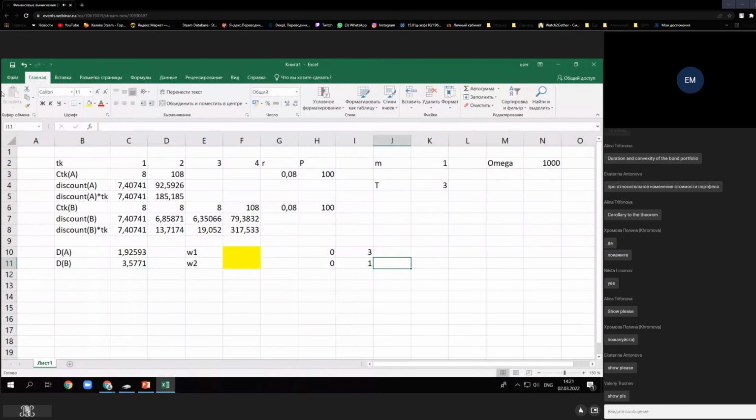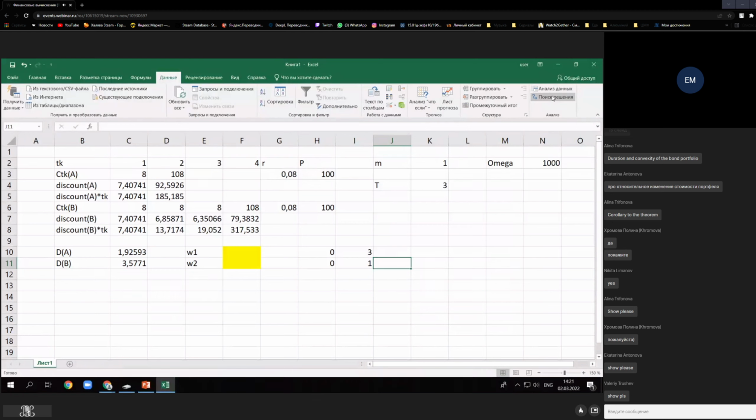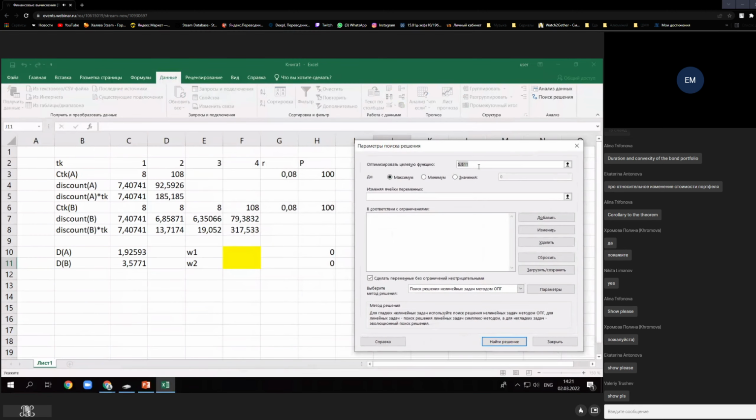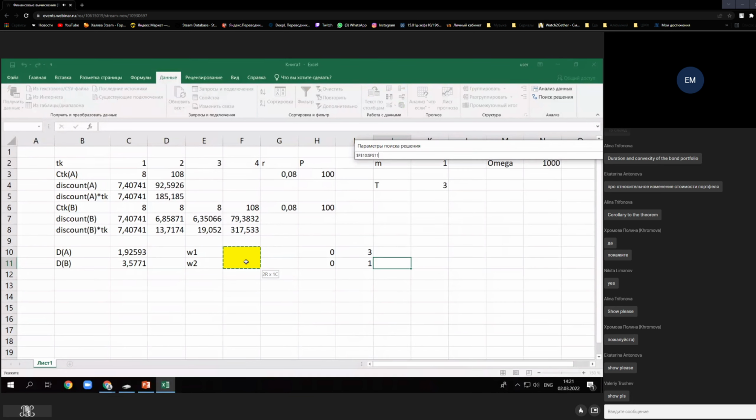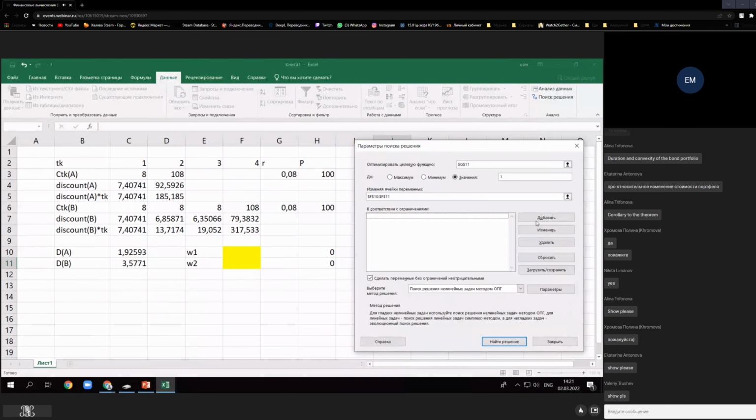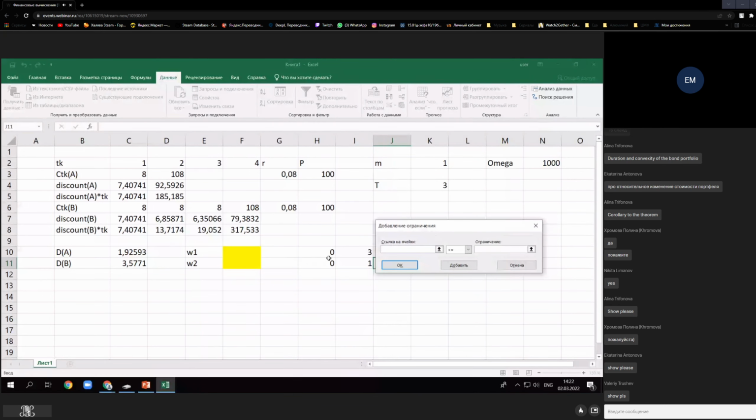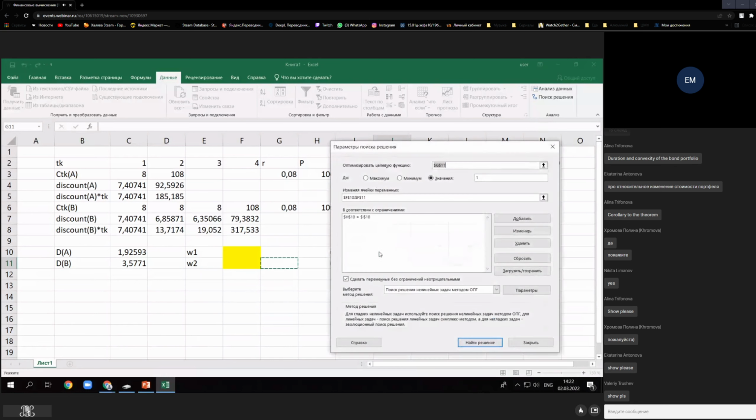And that's all. So you should go to the solver. For example, the sum of the weights here must be equal to 1. You are changing the cells and you want to add the additional equation that duration of a bond portfolio must be equal to this one. Do not forget the weights must be non-negative, and that's all.